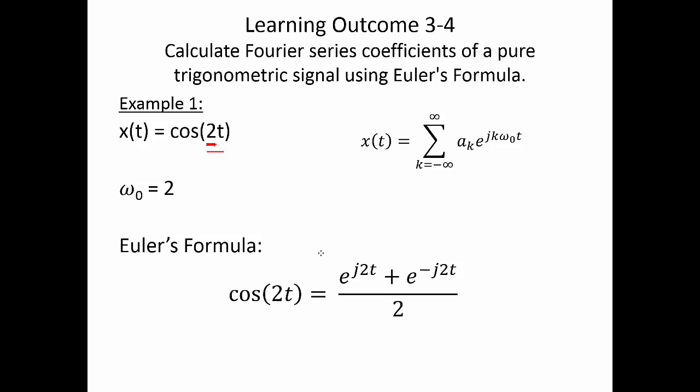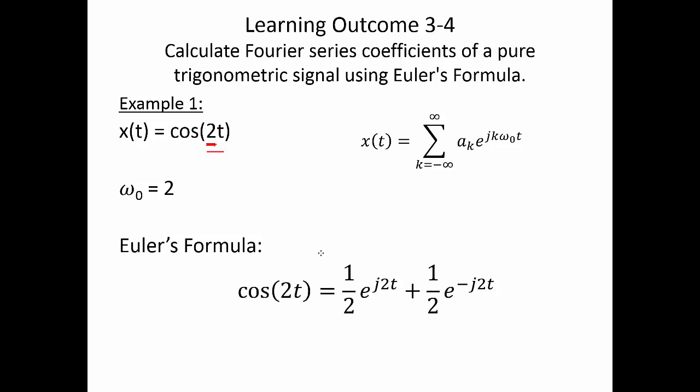We can rearrange this just to bring the 1/2 out front, mathematically the same. But now it looks like our synthesis equation. We see the exponential, we see the j, we see the t, and this 2 is now going to be our k omega naught. We said omega naught was 2, therefore k is 1. And what's out in front of this exponential is our a sub k.